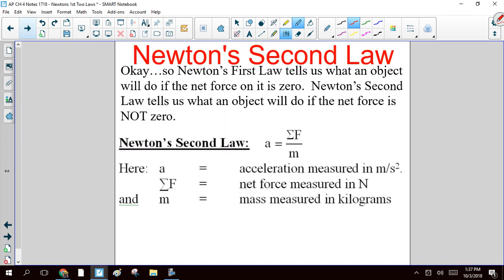Okay, Newton's second law, here it is. Net force, here it is. The acceleration of an object is directly proportional to the net force on the object and inversely proportional to the mass. The harder you push it, the bigger the acceleration. The bigger the object is, the smaller the acceleration. Okay?